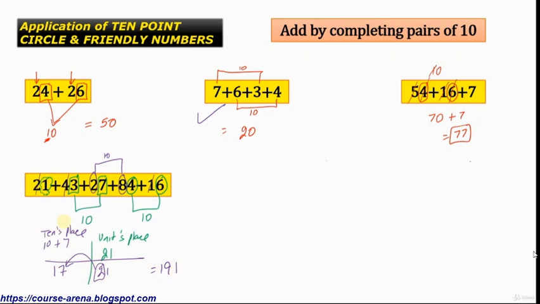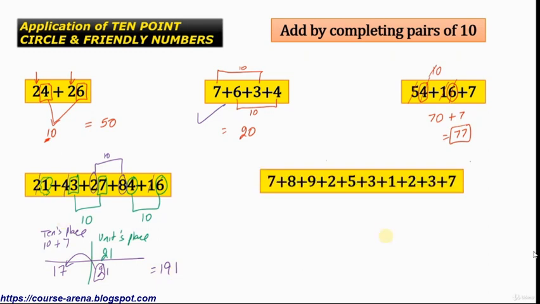Now let us check out the last question of the day. Okay, this question seems to be a bit complicated. 7 plus 3 will pair up to give us 10. Then 2 plus 5 plus 3 will pair up to give us 10. 9 plus 1 will pair up and give us a 10 again. 8 plus 2 will pair up and give us a 10.